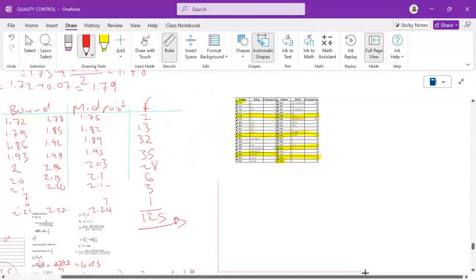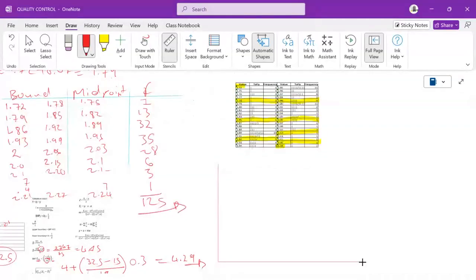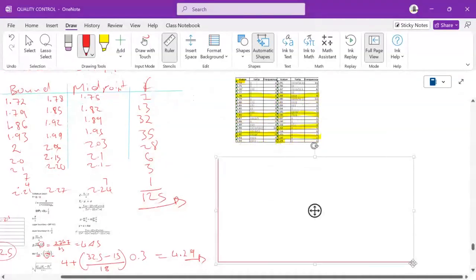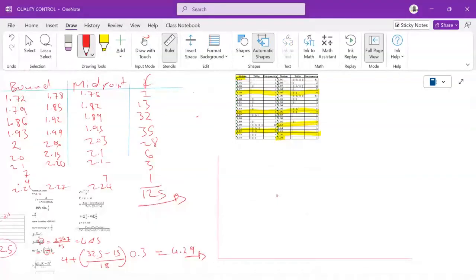I want to know which one goes. The frequencies, the ones that are going up, they go up to 35. This one, they just need to be a number, that is good. Then I'm going to use 5s: 5, 10, 15, 20, 25.